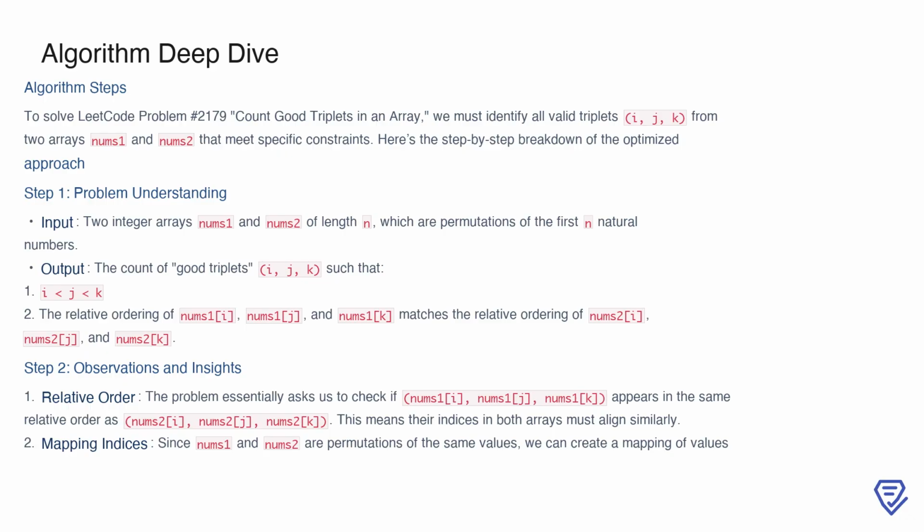The key insight here is that the problem revolves around maintaining the relative order of these elements. Since nums1 and nums2 are permutations of the same values, we can simplify the task by mapping the indices of one array to the other, which allows us to focus on the relative index order rather than the values themselves.